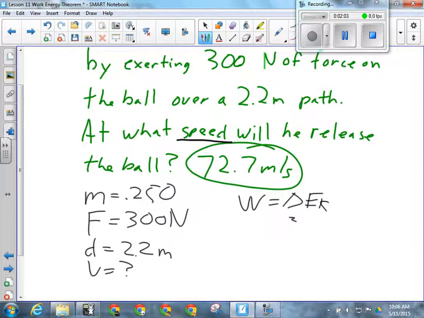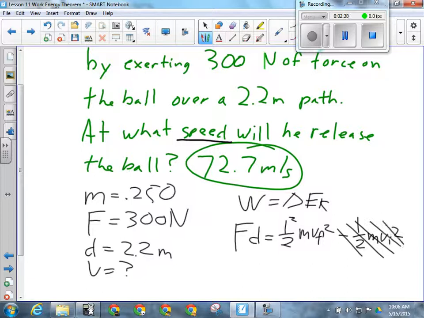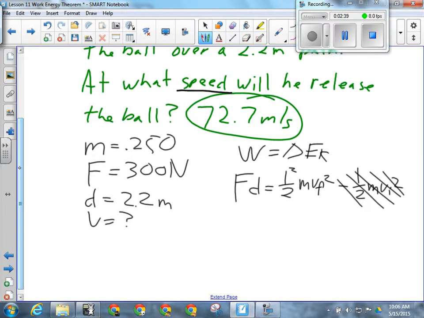So we know that we've got force times distance equals 1/2 m vf squared, our final kinetic energy, minus 1/2 m vi squared. Now, we can simplify because we just said the initial speed of the ball is 0, which means the initial kinetic energy of the ball is also 0. So we can just get rid of that. Subtracting 0 doesn't mean anything. I'm trying to find the speed at which he will release the ball, so what part of this equation am I looking for? I'm looking for vf.